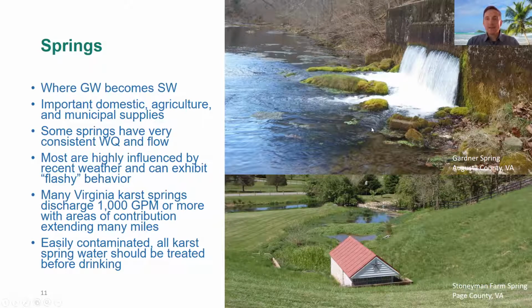This is an example of Gardner Spring. This actually is a municipal spring that empties into Middle River in Augusta County. This particular spring supplies about half of the city of Staunton's water supply. So it's a very significant water supply for municipal purposes. This is a common site where you'd see a spring house that protects the actual spring opening from vegetation, and actually was used for a period as a way to refrigerate dairy products and other goods before refrigeration was electrified.